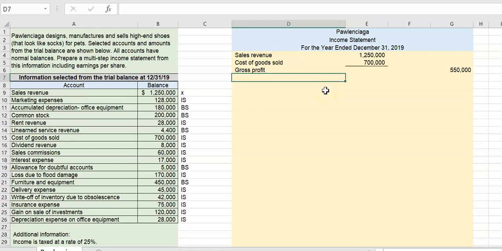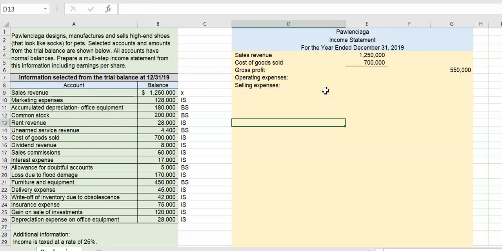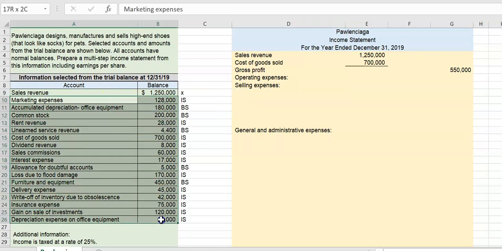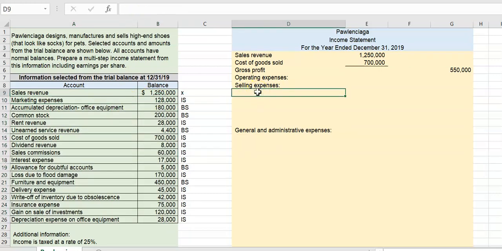Okay, below gross profit, I'm going to have a header for the operating expenses. And just like we did before exam 1, we're going to separate our operating expenses into two different types. Selling expenses, and then somewhere down below, I'm going to have my general and administrative expenses. I may have to move the location of this header. So right now what I want to do is identify which of the expenses that we have here in this selected trial balance are considered selling expenses. How about marketing expenses? Are those considered selling expenses? Absolutely. Let's put that in.